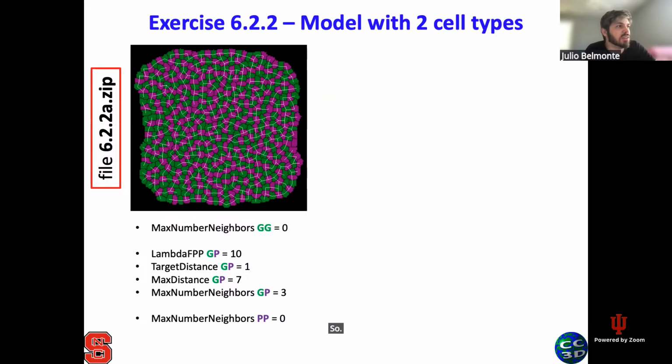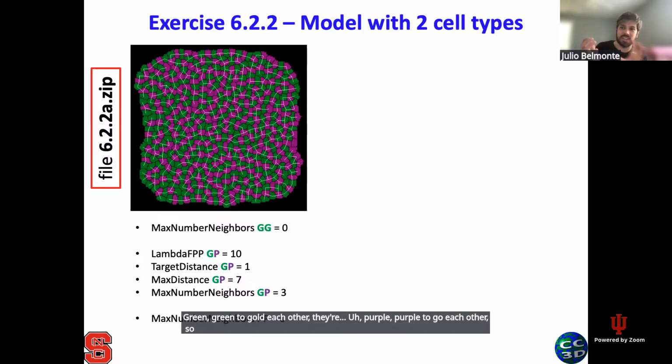Please now try to have the cells sort, so the two tissue types separate. So the green go to each other, and the purple go to each other. So we are now minimizing their interactions, rather than maximizing as you have done on the left. So try to do the reverse of this.